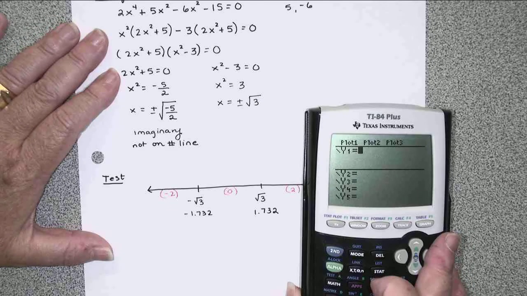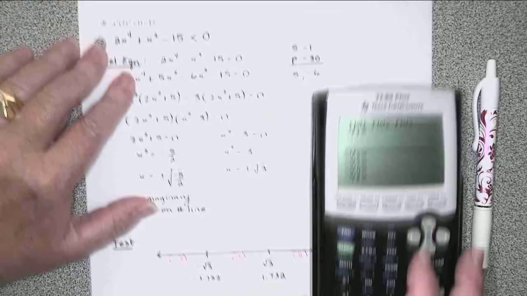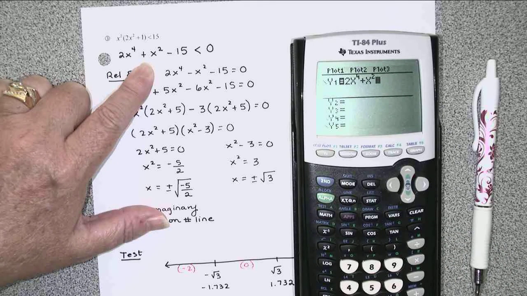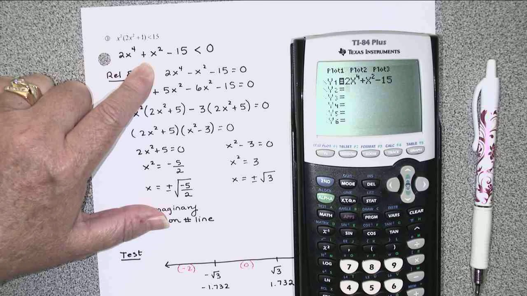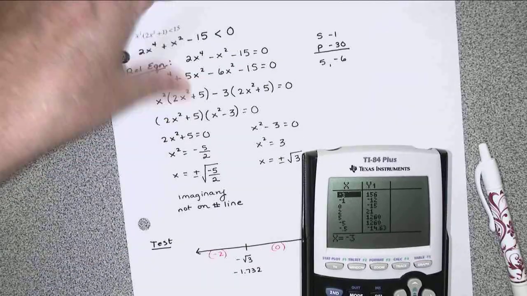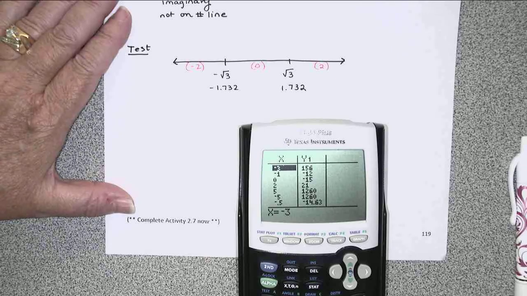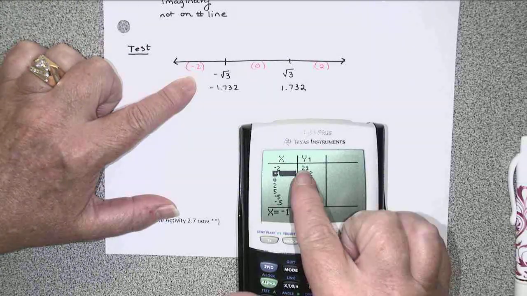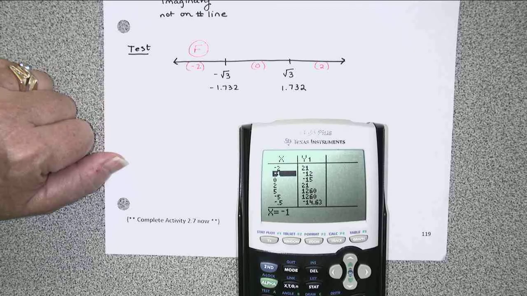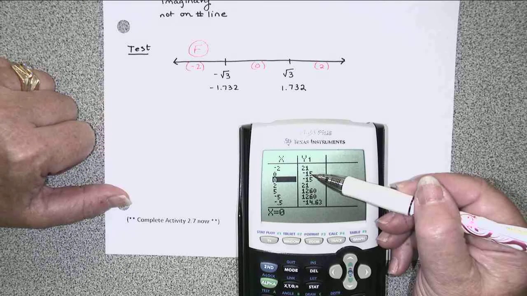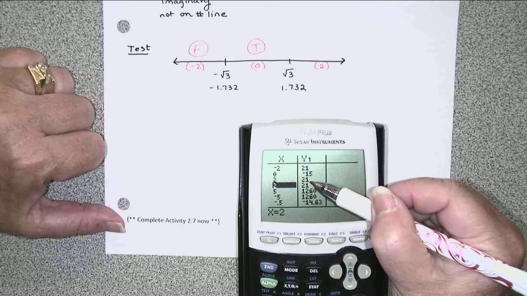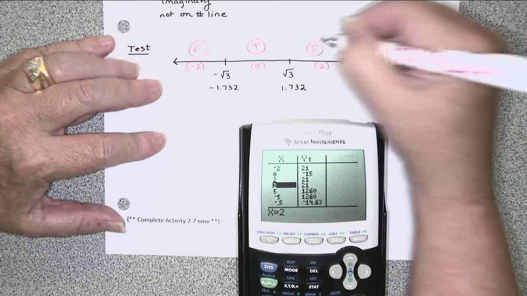So in my calculator, I'm going to go back and put my original polynomial, 2x to the 4th plus x squared minus 15. And in my table, I'll do my test values. I want these, by the way, to be less than 0. So in my table, if I try negative 2, I get 21. That is not less than 0. So we're false here. 0 gave me negative 15. That is less than 0, so this is true. And then positive 2 gave me 21 again, not less than 0. So that one is false.